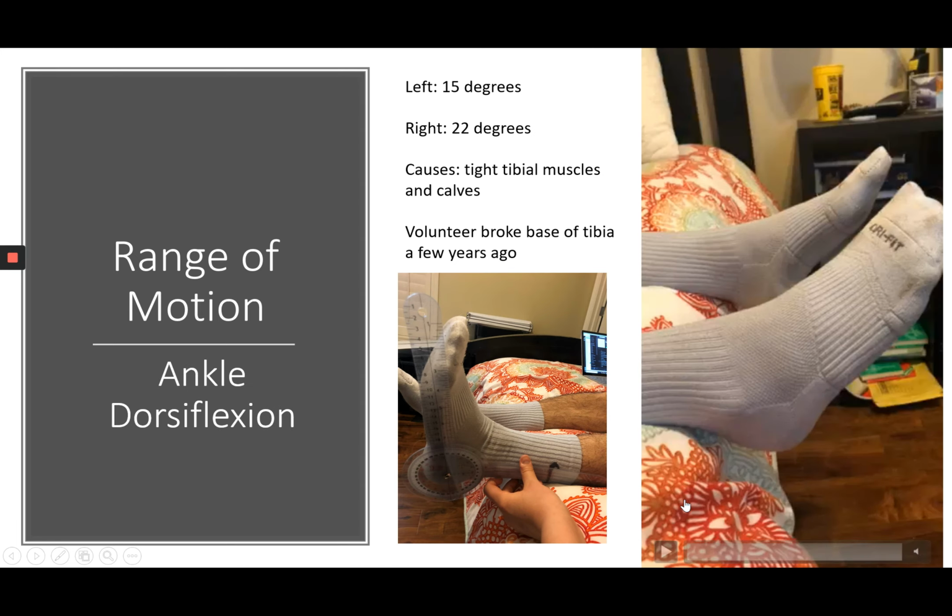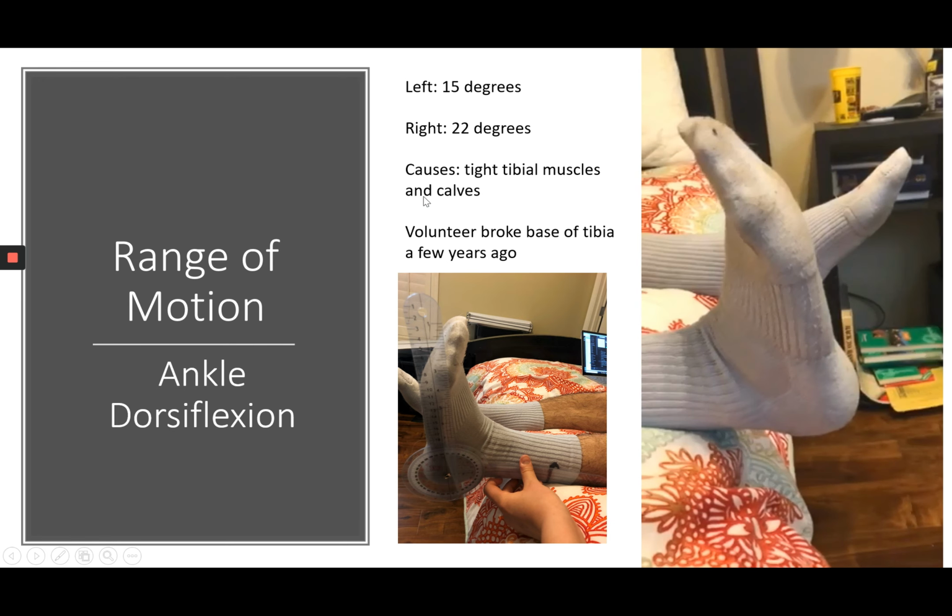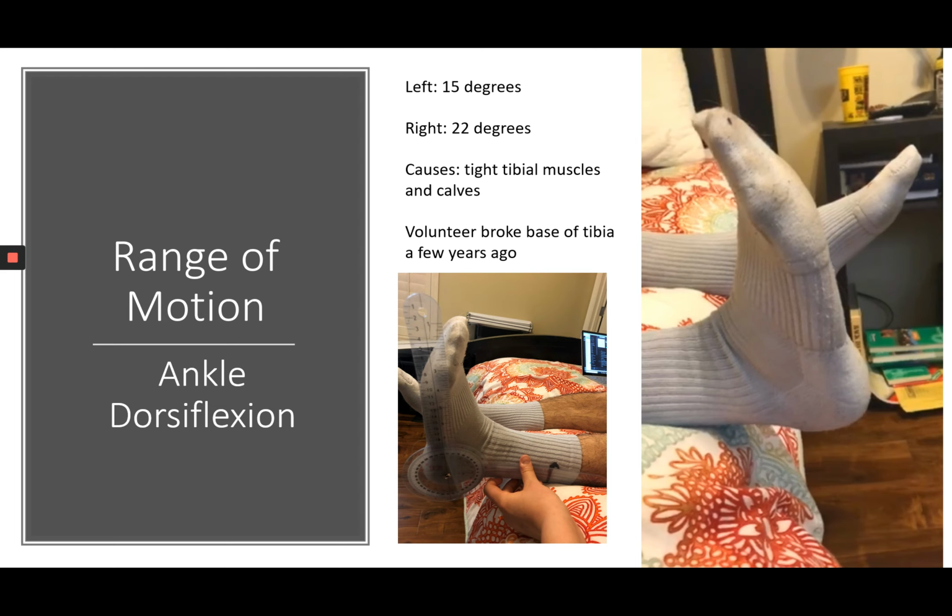The next one we did was ankle dorsiflexion. So this assessed joint movement of dorsiflexion at the talocrural joint. And the client is asked to lie or sit supine on the table and dorsiflex or pull his toes towards himself. From this, we can see his left was 15 degrees and his right was 22 degrees. Could be a cause of those tight tibial muscles.